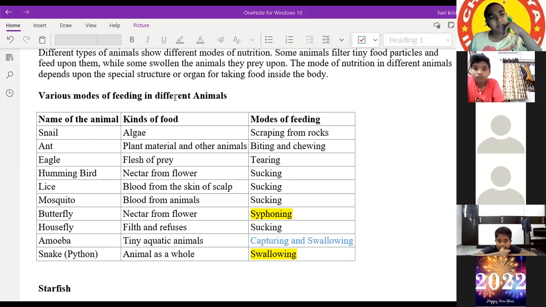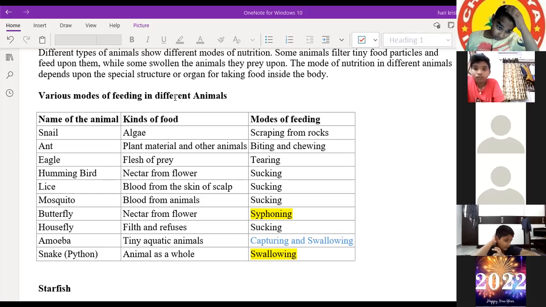Sir, but hyena won't eat flesh, right? Really? Dead, decaying parts. So eagle, flesh of prey, tearing. Hummingbird, nectar from flowers, sucking. Blood from the skin of the scalp, that is also sucking. Mosquito, blood from animals, that is also sucking. Butterfly, nectar from flowers, sucking. Housefly is also the same. Filth and refuse, sucking.